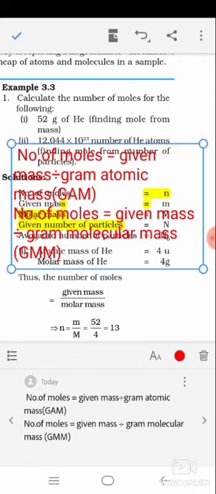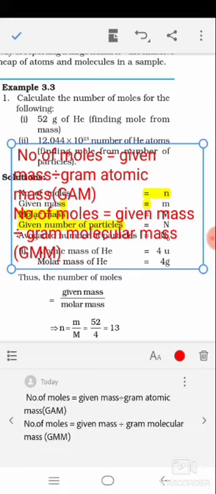Okay, because our substance is what? It is a molecule. Okay, I think it's clear. Suppose there's a question: find the number of moles in 95 gram of water. So how can you find it? 95 is the given mass, and gram molecular mass of water is what? 18 gram. That is, 1 mole of water has 18 gram. That is what? Gram molecular mass.